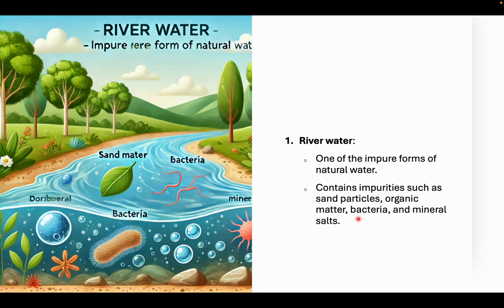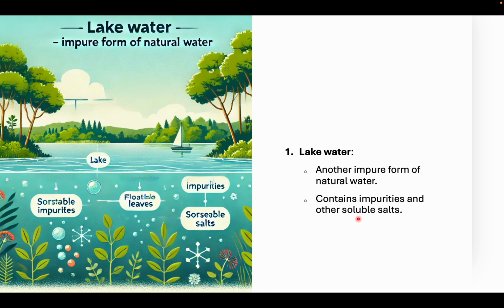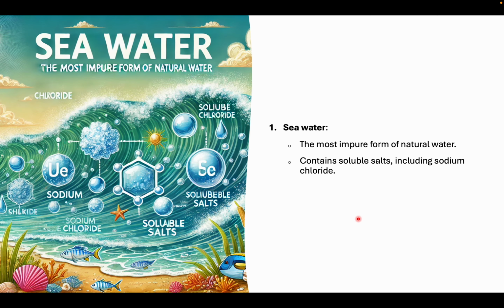And next is the river water. It's also impure as it contains sand, bacteria, and mineral salts. Lake water is another impure form of water with soluble salts, and seawater is the most impure, containing high levels of salt including sodium chloride.